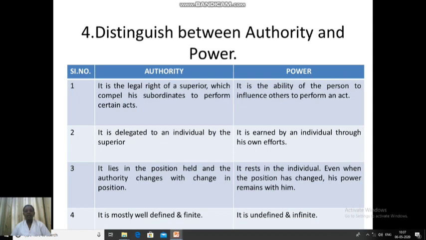Power is the ability of the person to influence others to perform an act. Authority is delegated to an individual by the superior. Power is earned by an individual through his own efforts. Authority lies in the position held and the authority changes with change in position. Power rests in the individual. Even when the position has changed, his power remains with him. Authority is mostly well-defined and finite. Power is undefined and infinite.